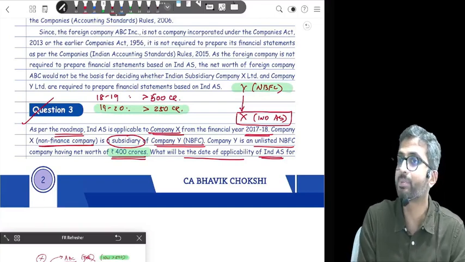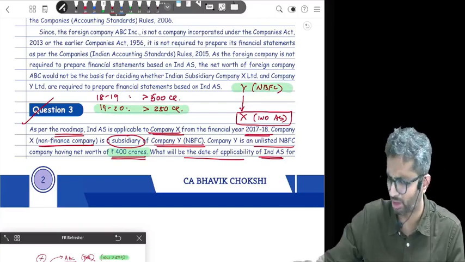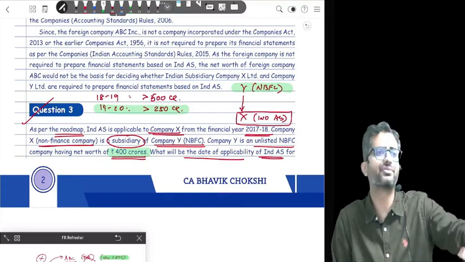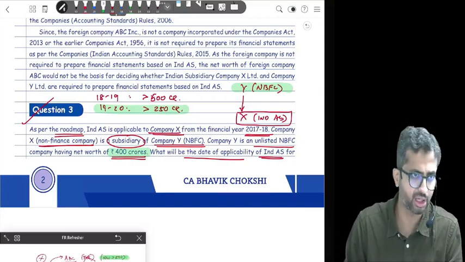No sir, but my subsidiary is already following Ind AS. Does not matter. My subsidiary is a non-finance company. Their applicability roadmap is different. NBFC applicability roadmap is different. Are we clear with this?